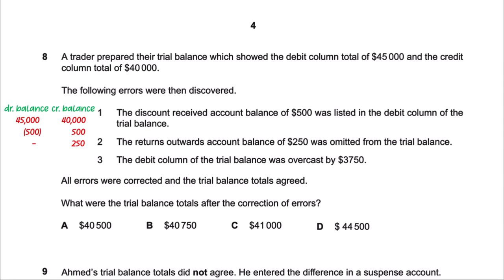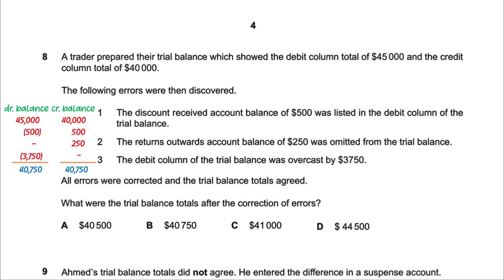Error number 3 is written, the debit column of the trial balance was overcast by $3,750. Overcast means the total was mistakenly written as higher. To correct this, we subtract the amount that was overcast from the debit side. This error does not concern the credit side of the trial balance, so we will leave its total unchanged for now. And see, the debit and the credit side totals have become equal.